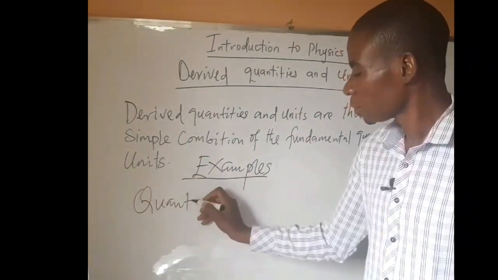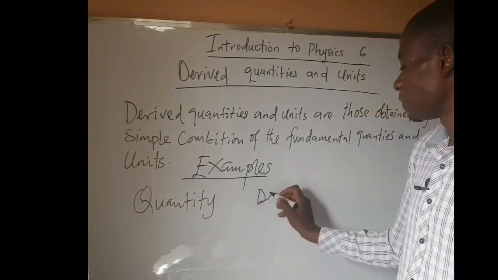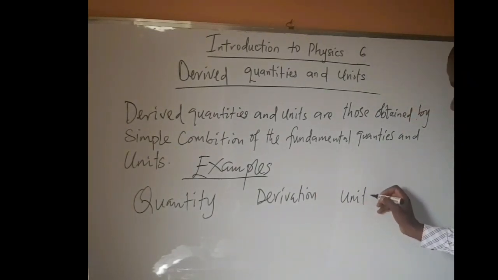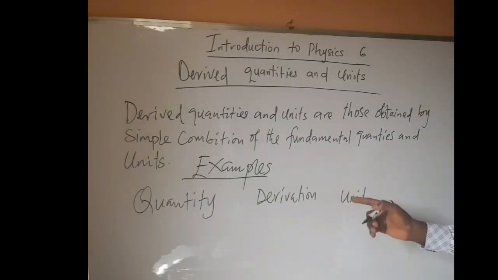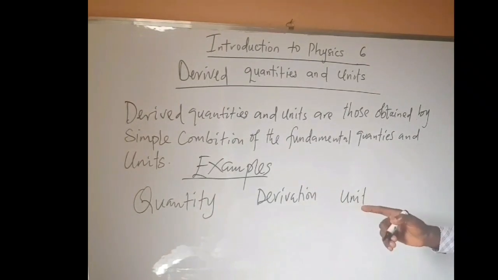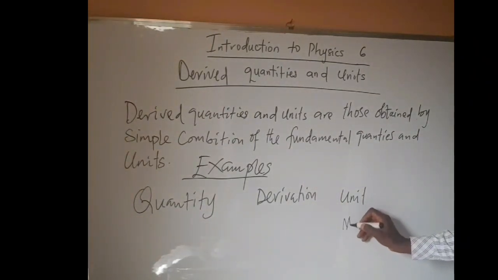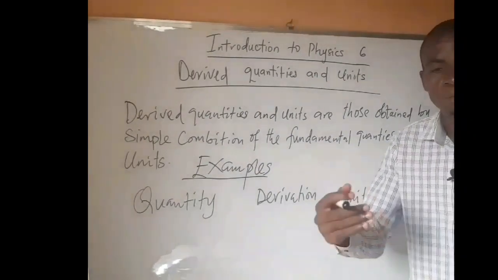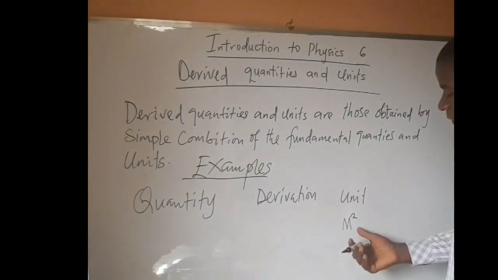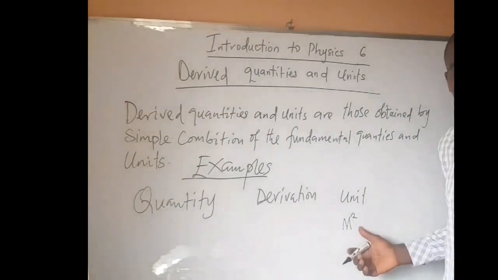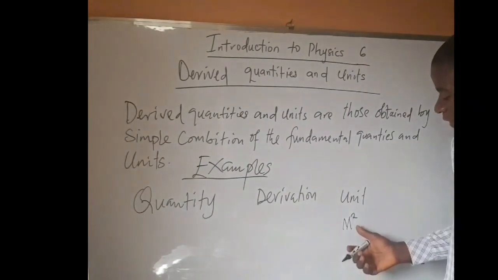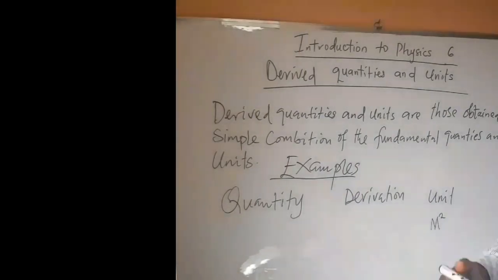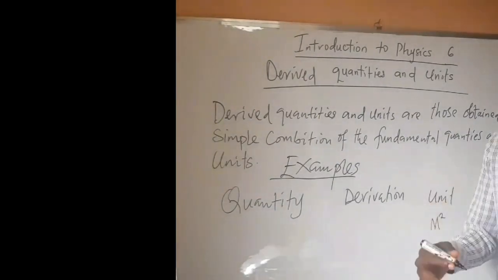This is quantity. Then we have derivation. Then we have unit. So let's start with the unit. Assuming I have m square, it is obtained from the unit meter. Meter times meter, you obtain m square. And this m square is no longer the fundamental unit. It has become a derived unit because the m is carrying 2 now. So the derivation simply means that they have multiplied this length twice.